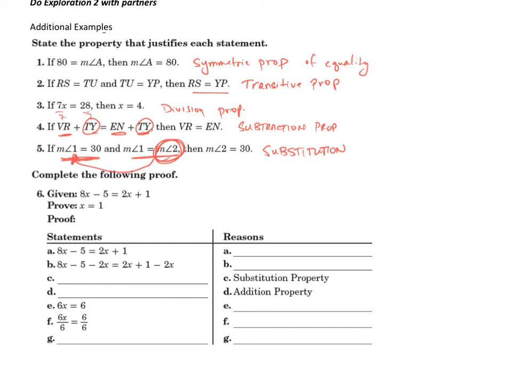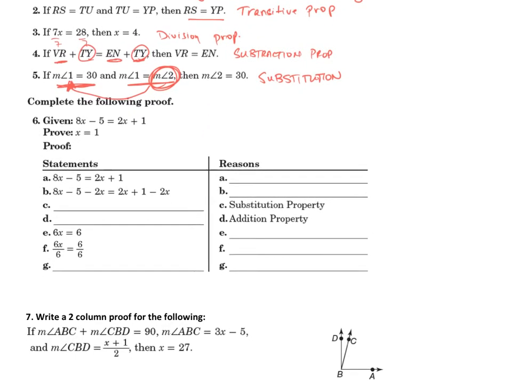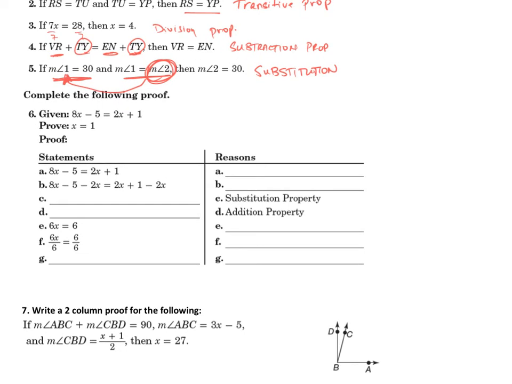Now let's take a look at this proof. This is going to be like our first algebraic proof, so let's just see how it goes. On this one, suppose you are given 8x minus 5 equals 2x plus 1, and you have to prove that the answer is x equals 1. So how are we going to do that?